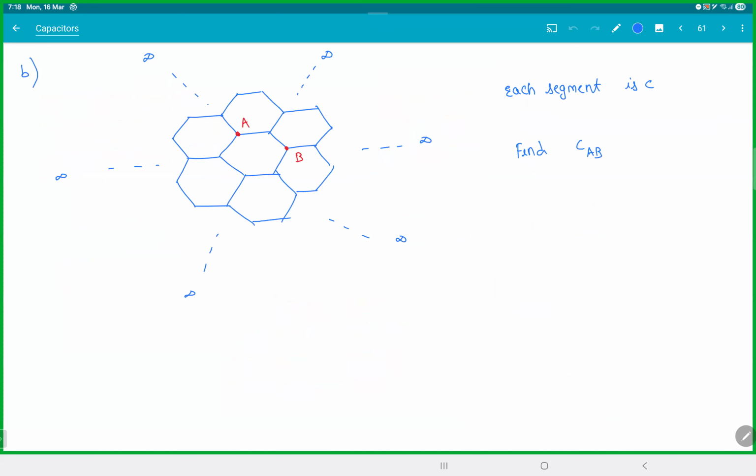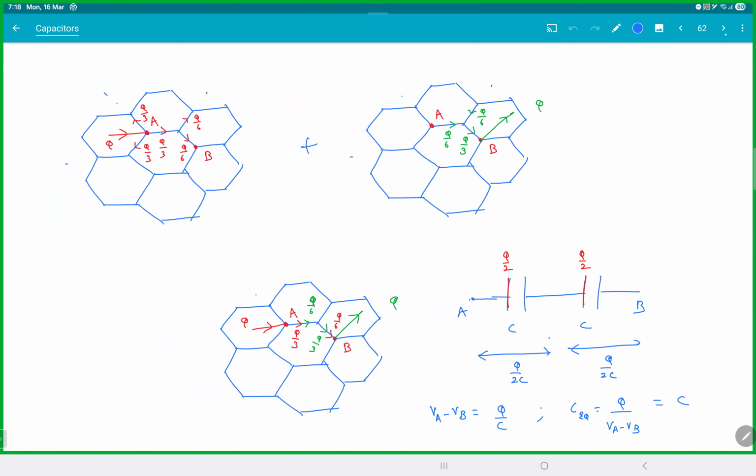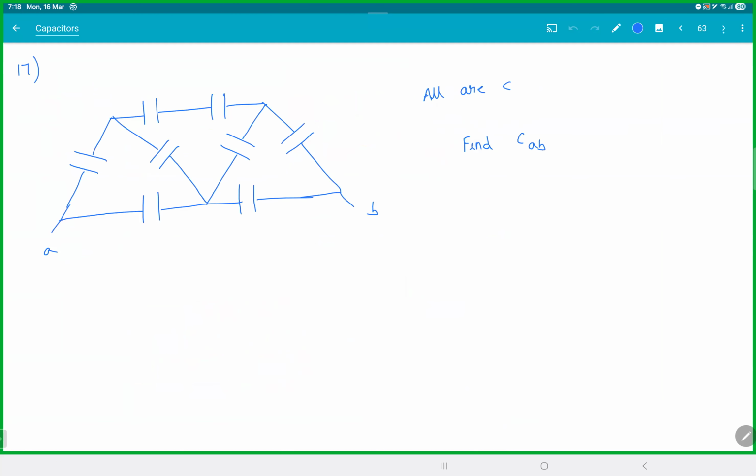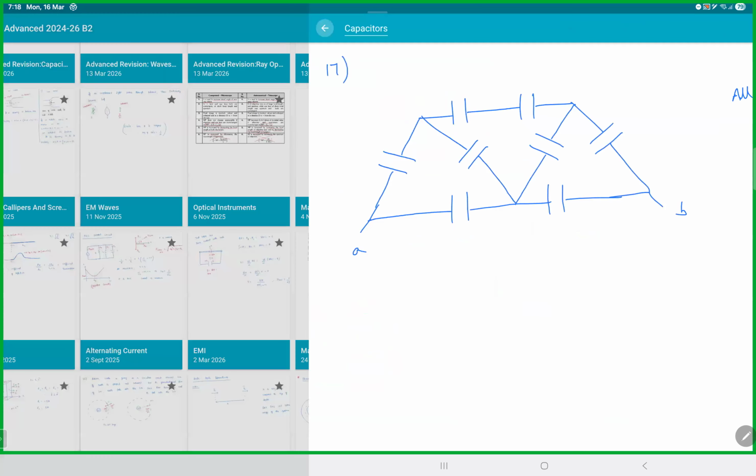This is how you handle infinite grids. And if you remember, we did a hexagon also. So there are variations of it. Please make sure to go through the notes. The idea was the same, so here also we used the same logic. Q by 3, Q by 3, Q by 3, and we played the same game. So that was the principle of superposition.